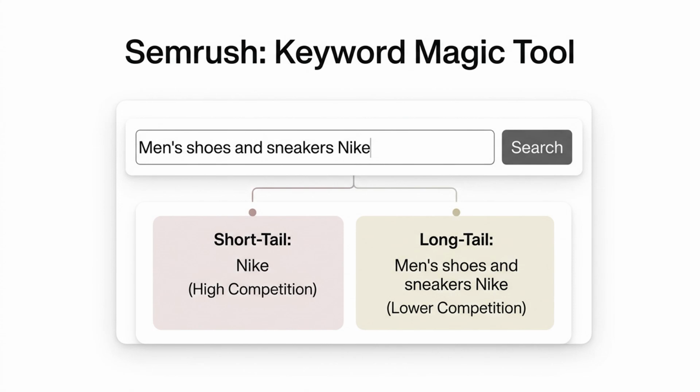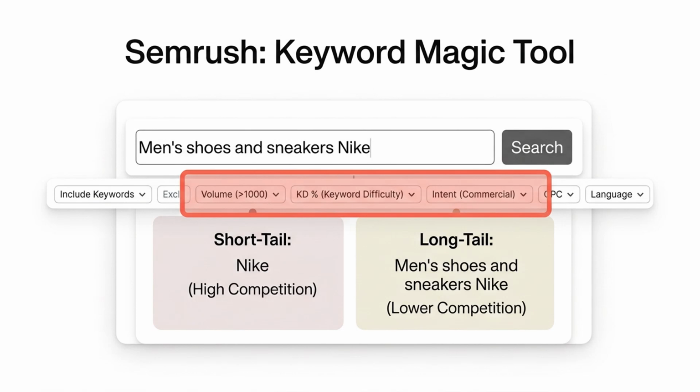Let's look closer at SEMrush, specifically its keyword magic tool. When entering your seed keywords, it is crucial to focus on long-tail keywords rather than short-tail ones. For instance, trying to rank for a broad short-tail keyword like Nike is nearly impossible due to massive competition. Instead, extending that to a long-tail phrase like men's shoes and sneakers Nike significantly reduces your competition while targeting users with a much clearer, specific intent.